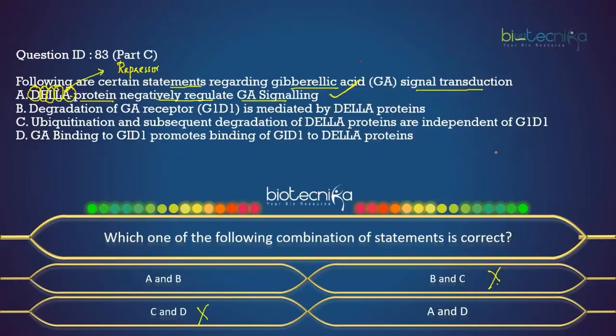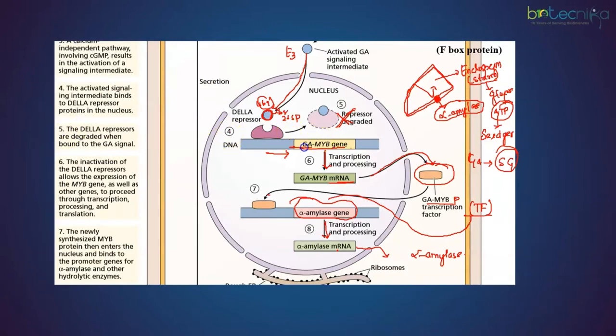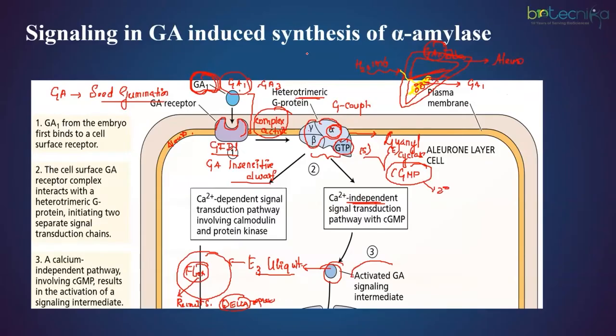Now let's understand the options. DELLA protein negatively regulates. Yes. If DELLA protein is present here, it will not allow this transcription. So we have to degrade this. So this has to be produced. When will this be produced? Only when GA and GA receptors are bound together.